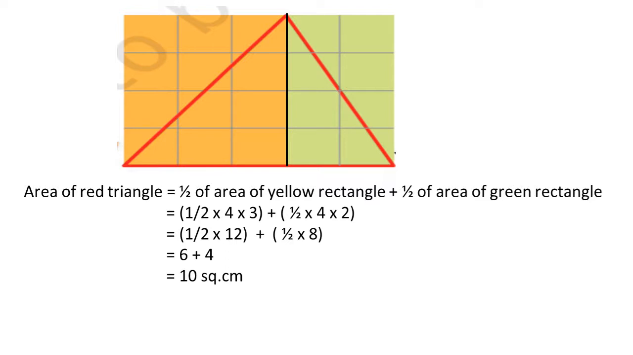So half, next step, half into 12, 4 threes are 12. Okay, half multiplied by 12 plus half into 8, 4 twos are 8. So next step, half into 12, 6, plus half into 8, 4. So 6 plus 4 is equal to 10 square centimeter. In this way, we got the area of the red triangle.